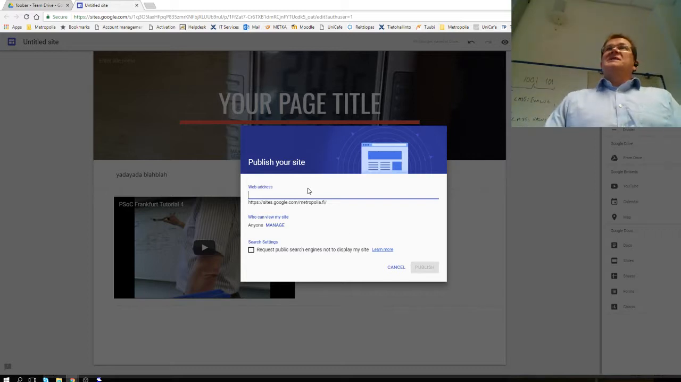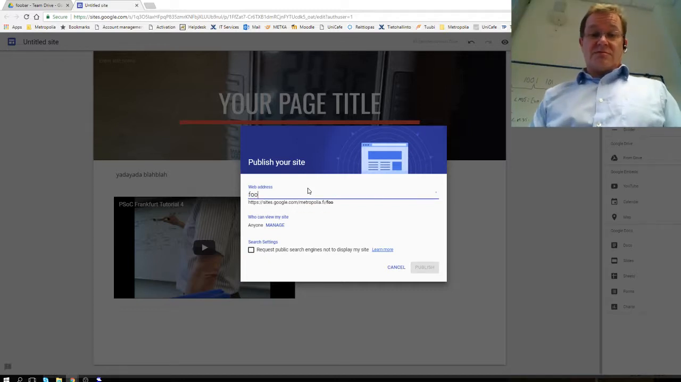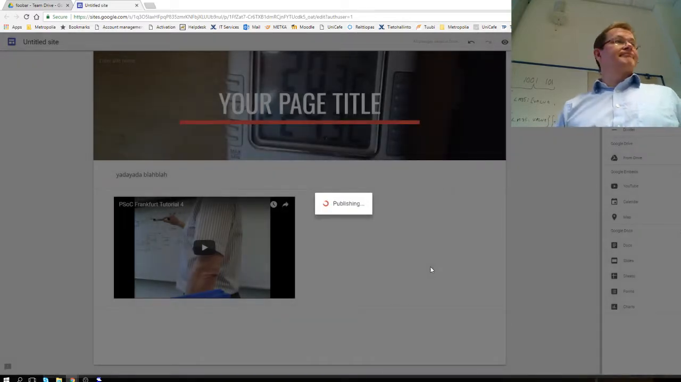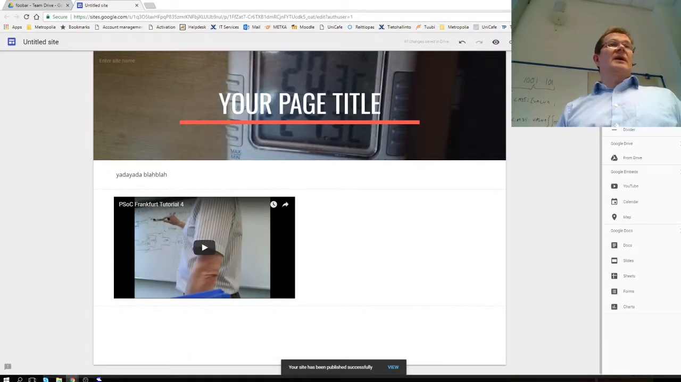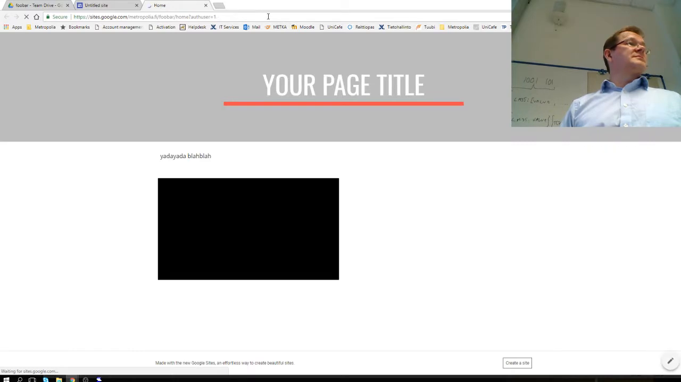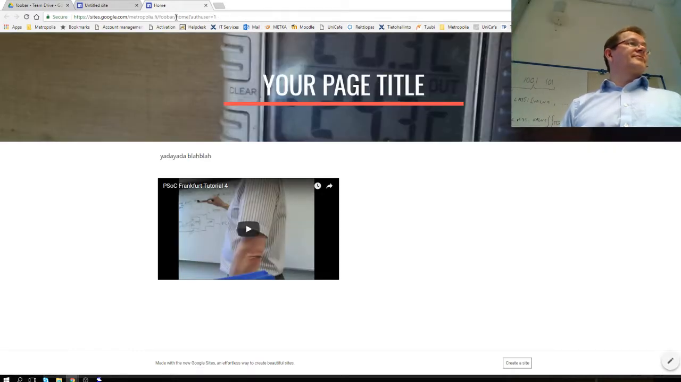But then basically Google gives you the beginning of your web address, and then you suggest a new one. So web address foobar. Seems to be okay. Okay, publish. And now it's published. I can view the site. There. Sites Google.com Metropolitan foobar shows this one.